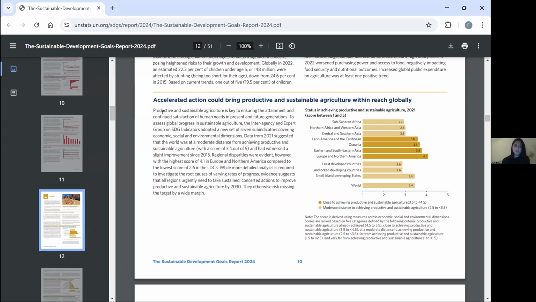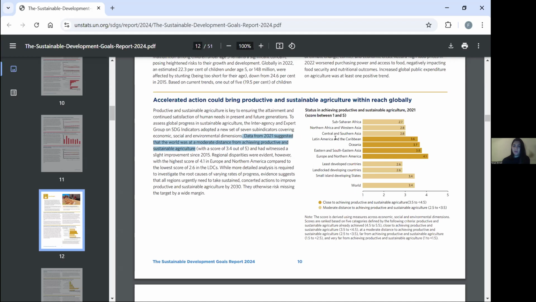For example, we have here: productive and sustainable agriculture is key to ensuring the attainment of continued satisfaction of human needs in present and future generations. This is not our conclusion. This is something that we have learned or picked up from other UN reports, but this is not the conclusion of our data. That is why this is mentioned at the beginning, where we're giving some sort of context, then presenting the data. The data from 2012 suggested that the world was at a moderate distance from achieving productive and sustainable agriculture.